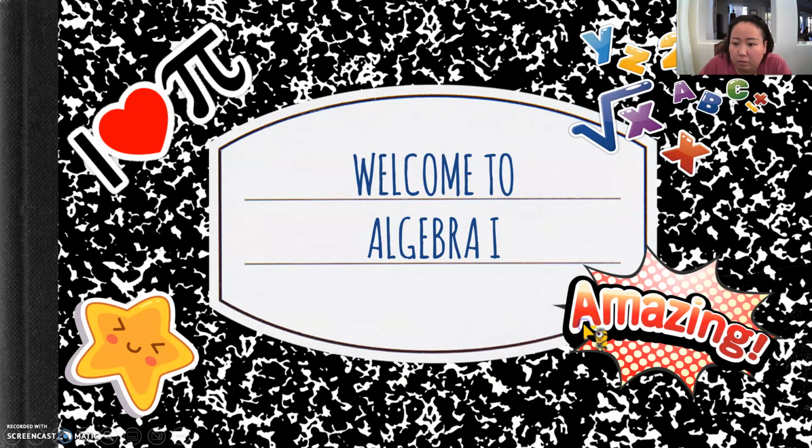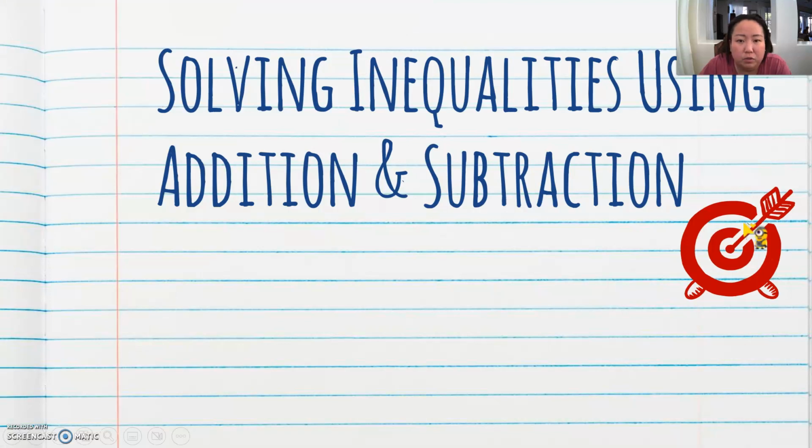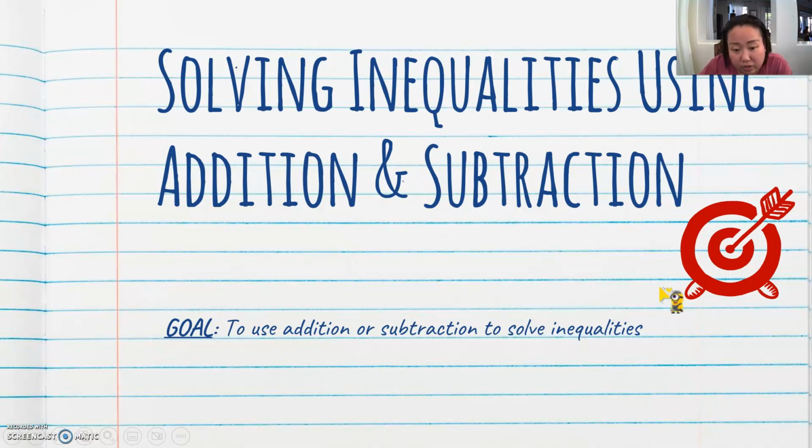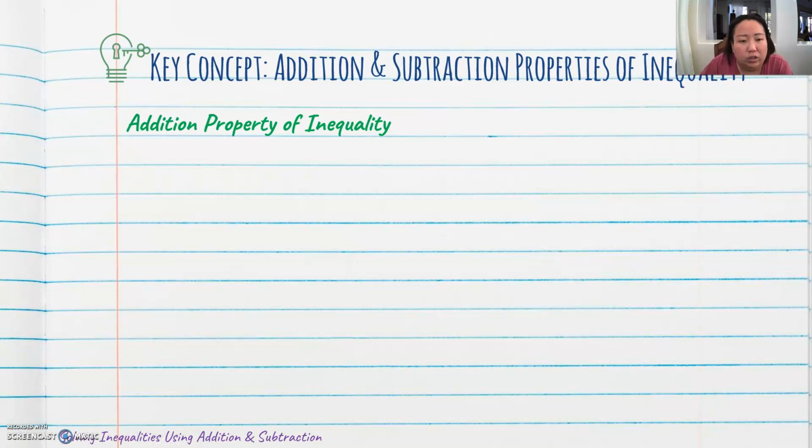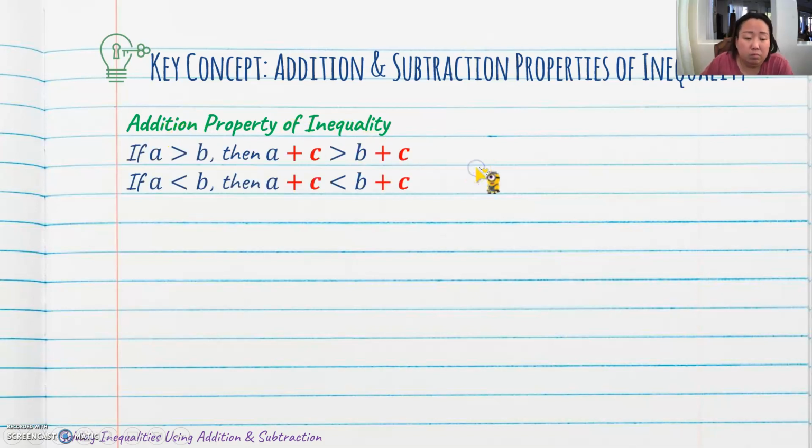All right, so let's continue our lesson, and we will now be talking about solving inequalities using addition and subtraction. And so our goal will be to use subtraction and addition in solving inequalities. Now, if you would remember, we have what we call the addition property of equality when we were talking about equations, and that also applies with inequality, but this time it's now called the addition property of inequality, wherein any number that you add on one side of the inequality needs to be added also on the other side of the inequality to preserve that inequality.